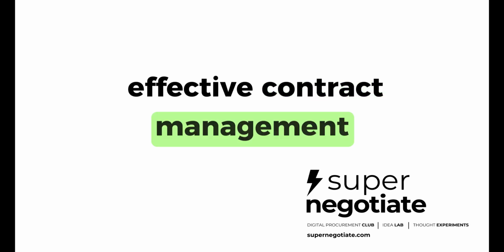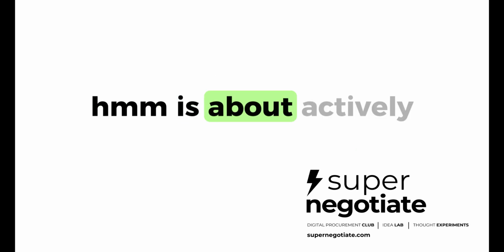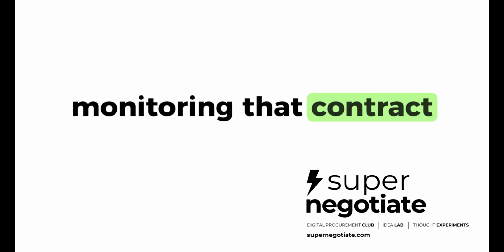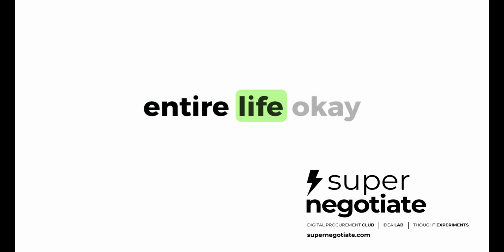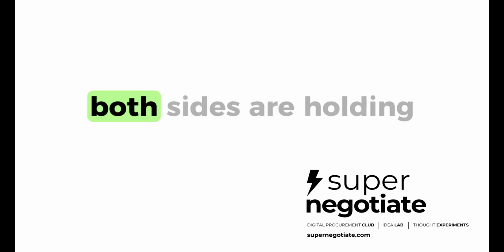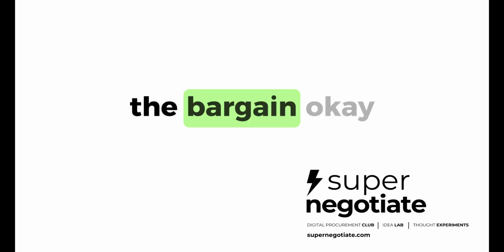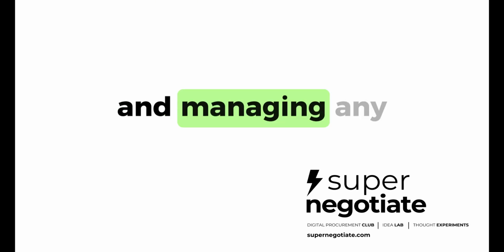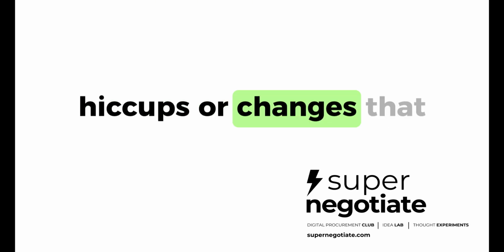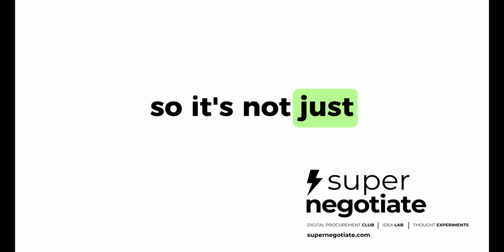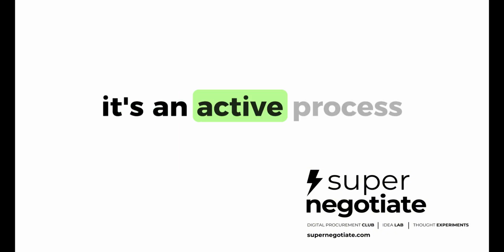Effective contract management is about actively monitoring that contract throughout its entire life, making sure both sides are holding up their end of the bargain and managing any hiccups or changes that come up along the way. So it's not just set it and forget it. No, it's an active process.